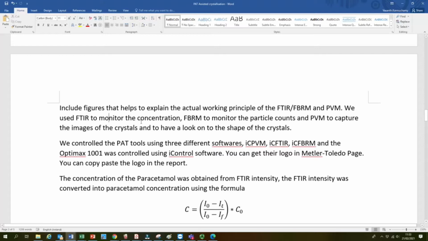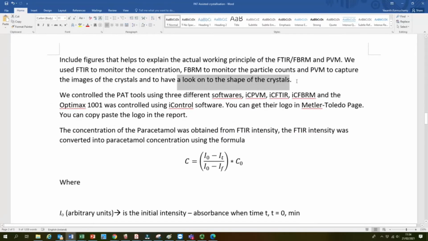So we used FTIR to monitor the concentration, FBRM to monitor the particle counts, and PVM to capture the images of the crystals, and from time to time check how the shape of the crystals looks inside the crystallizer. So these are the 3 PAT tools we used, and we used them for specific reasons, which are already explained here.